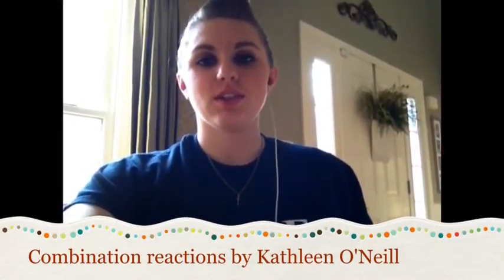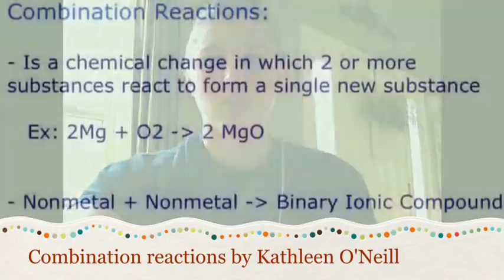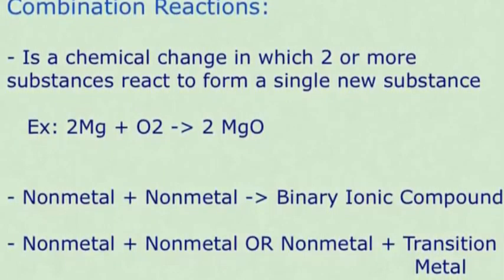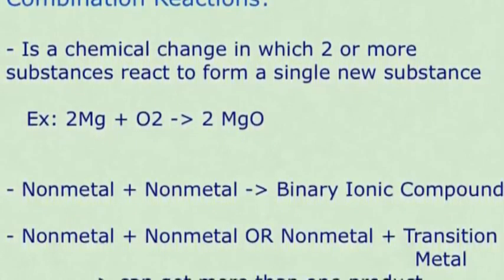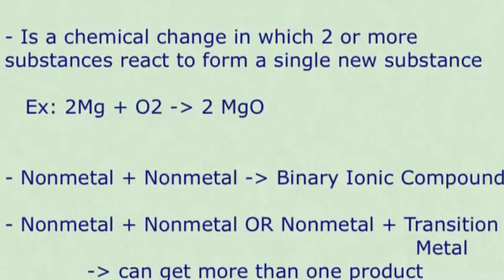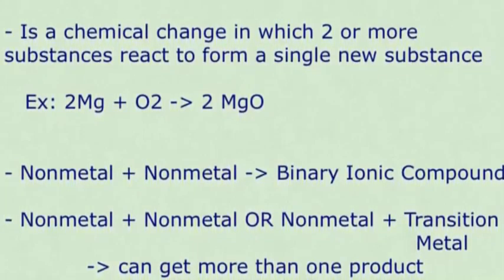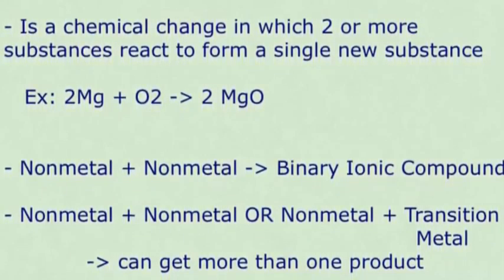Hi, I'm Kathleen O'Neill, and my topic is combination reactions. A combination reaction is a chemical change in which two or more substances react to form a single new substance. An example of this is 2Mg plus O2 yields 2MgO.